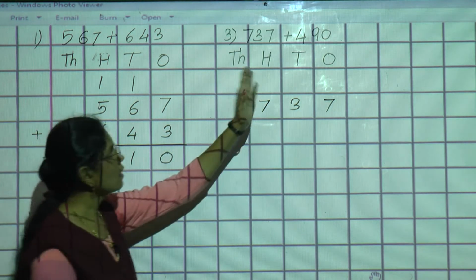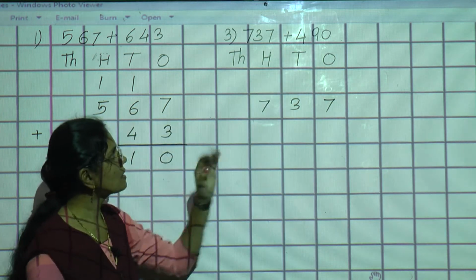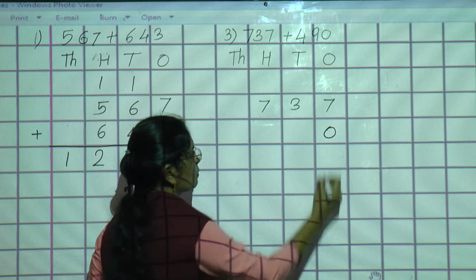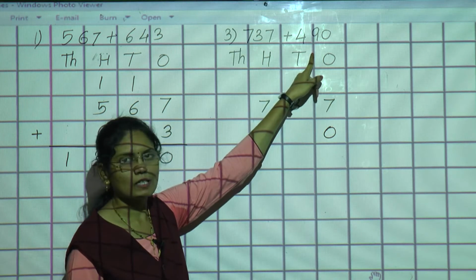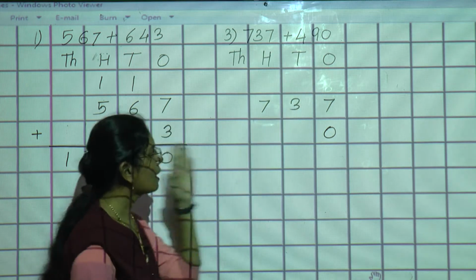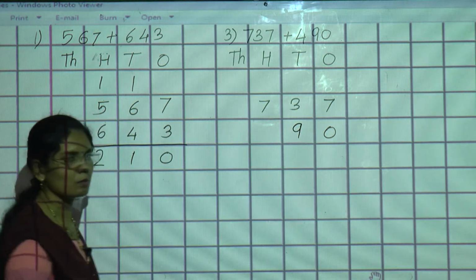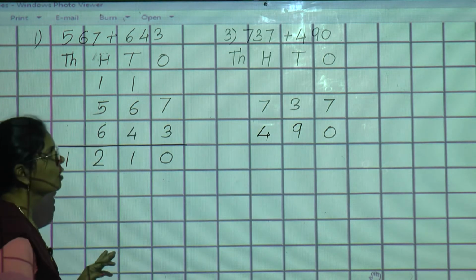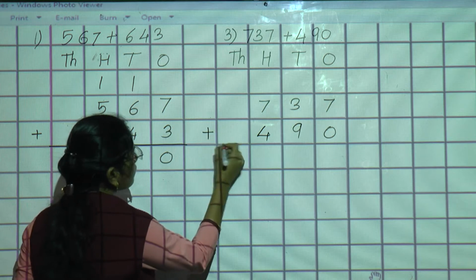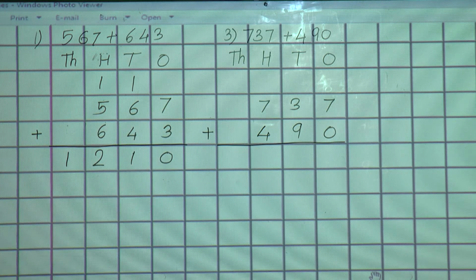Now see the other number, the second number is 490. At ones place 0 is there, so we'll put 0 here. Then see the tens place, at tens place which number is there? Yes, 9 is there, so we will write here 9. See the hundreds place number, at hundreds place 4 is there, so we will put here 4. And here we should give the plus sign because we have to do the addition.